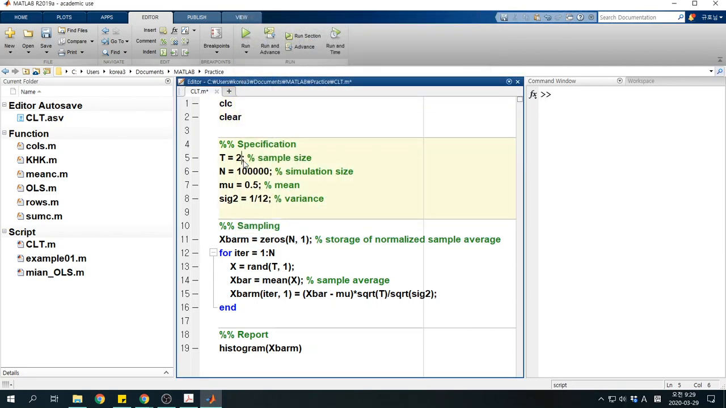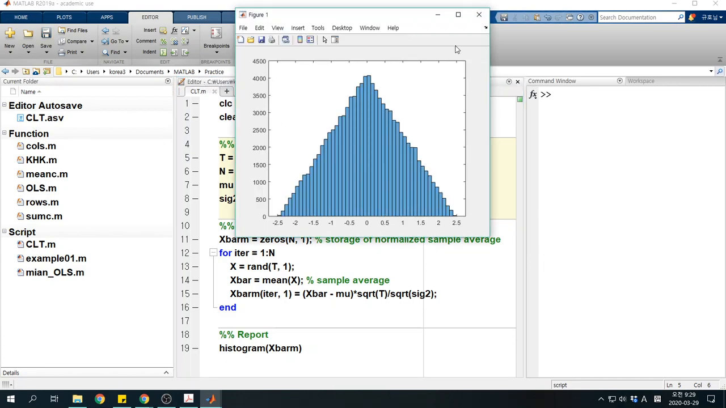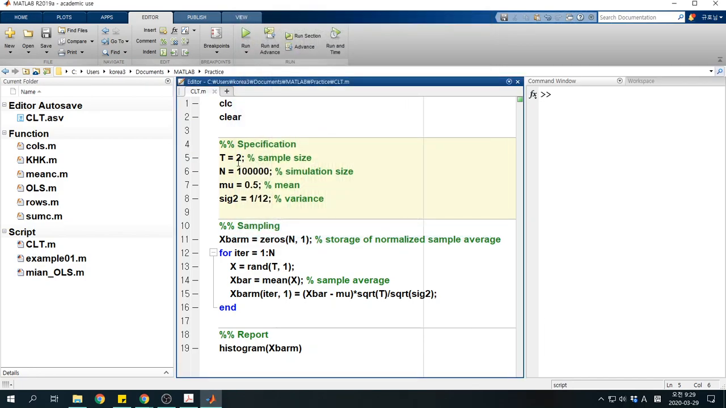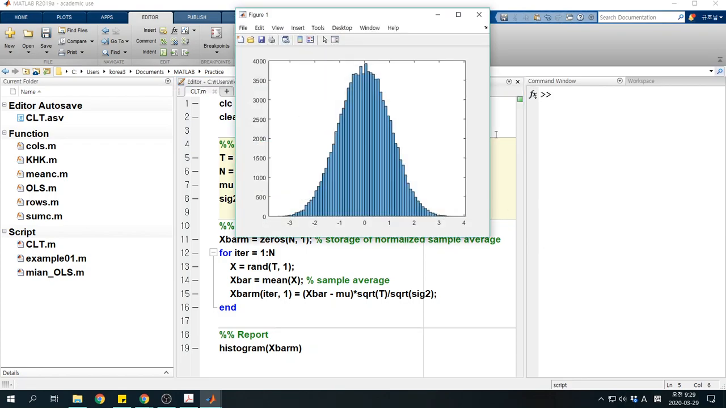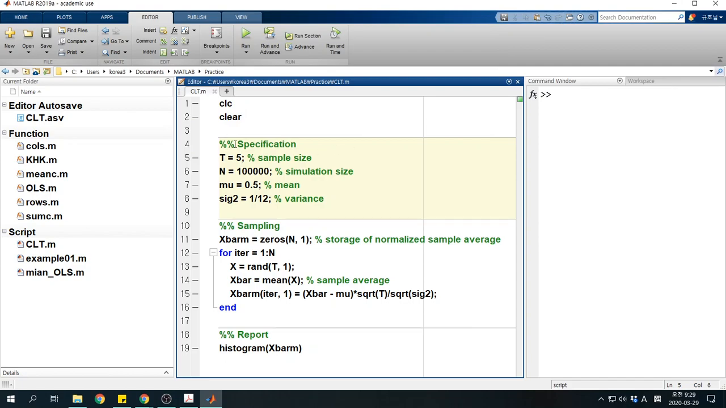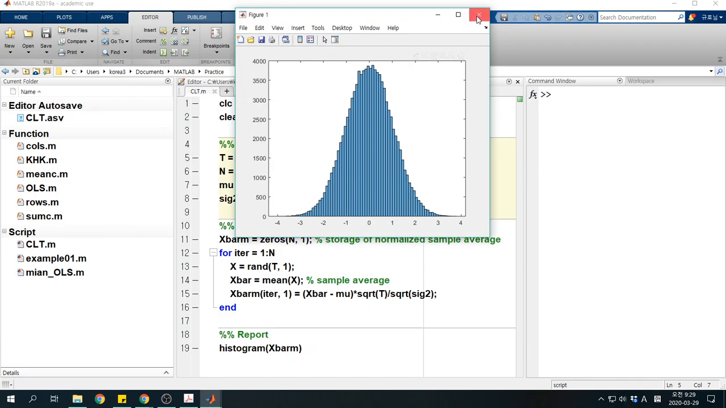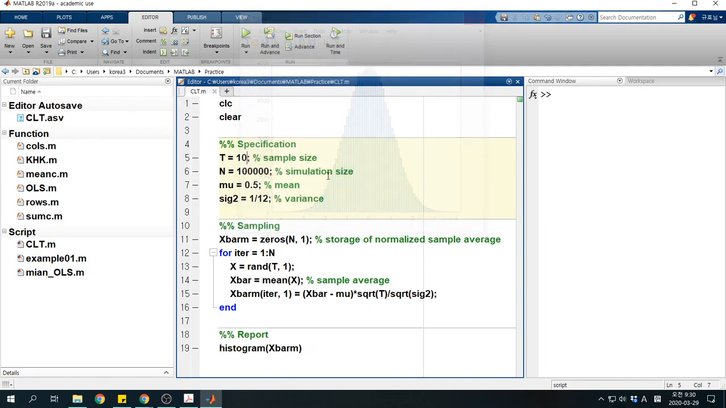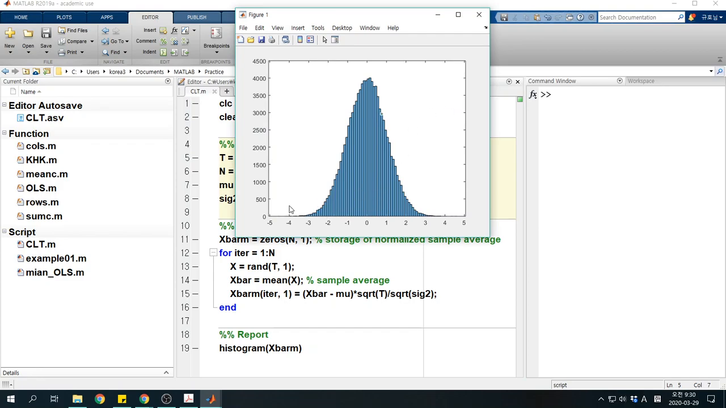But still, what if this is 2? Yeah, this is almost a triangle. With 3, it looks better. With 5, getting better as well. And then 10, yes, the tails still look quite heavy, but it looks much better. What if this is 30? Yes, much better.